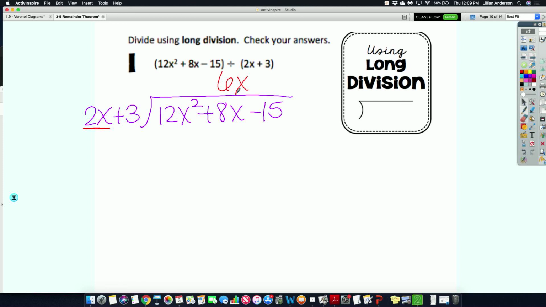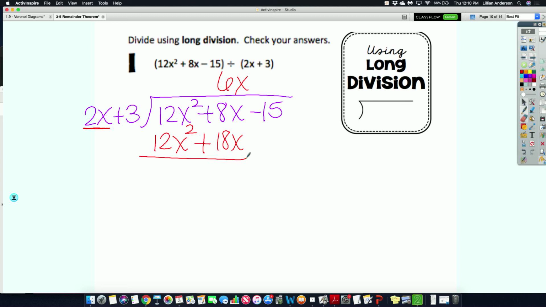So then you take that 6x and you multiply it to the entire divisor, not just the 2x, but to the 3 as well. What's 6x times 2x? And it should be the exact same thing as what's underneath it. What's 6x times 3? 18. So you have plus 18x.